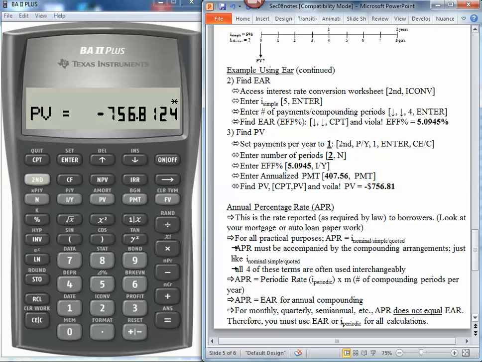And so the APR, or periodic rate, times M gives us a simple annual rate. The APR is equal to the EAR, effective annual rate, when there's annual compounding. But when we have something other than annual compounding, monthly, quarterly, semi-annual, etc., the APR does not equal the effective annual rate. And in fact, the EAR is something higher than the APR.